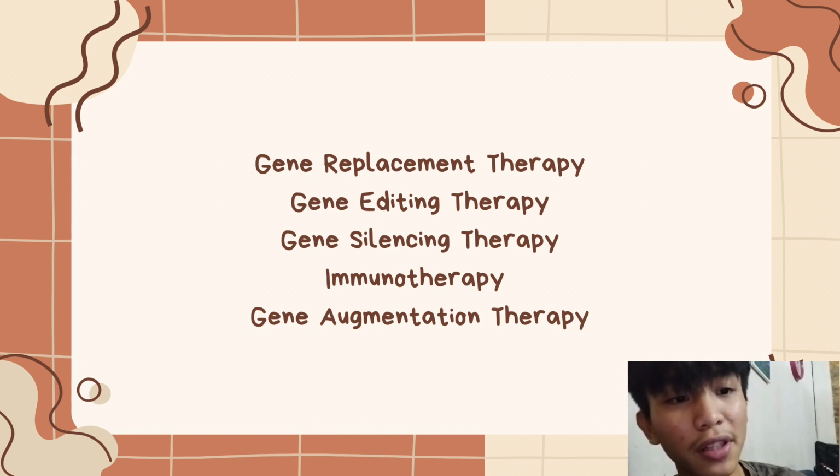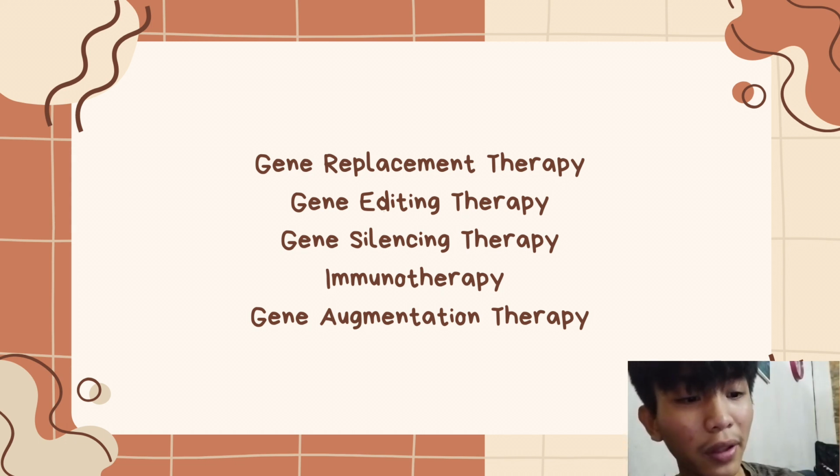Gene editing therapy involves the direct alteration of DNA sequence in a patient's cells to correct or eliminate genetic defects. This approach is used to treat genetic disorders caused by mutations or deletion in the DNA sequence. Number 3 is gene silencing therapy. Gene silencing therapy involves the use of small interfering RNA molecules to reduce or eliminate the expression of specific genes. This approach is used to treat diseases caused by the overexpression of genes such as cancer and HIV.